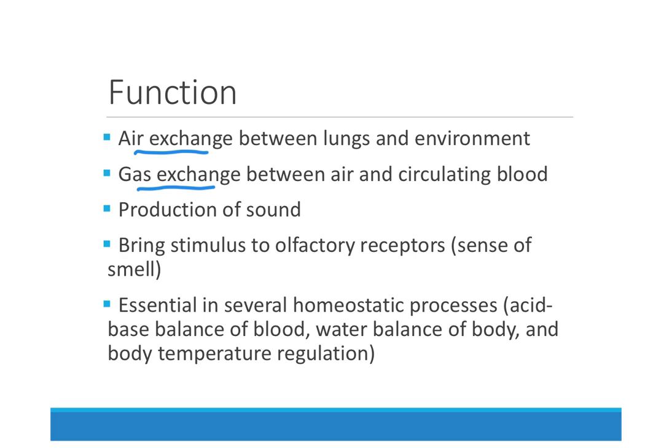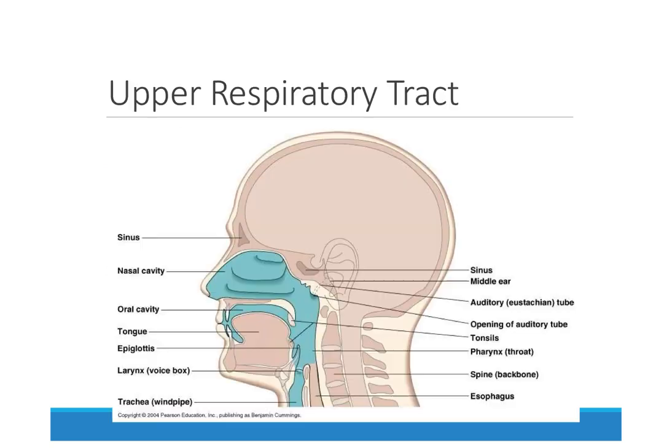But the respiratory system also is involved in production of sound, such as the sound of my voice as you're hearing in this video. And it brings in the chemicals that our olfactory receptors, our sense of smell, can use to determine things around us. The respiratory system is also essential in several homeostatic processes that we'll discuss a little bit later, things like the acid-base balance of your blood, the overall water balance of your body, and your overall body temperature regulation.